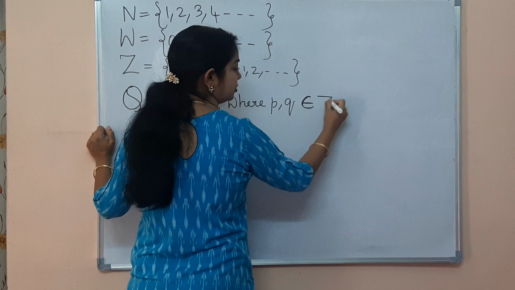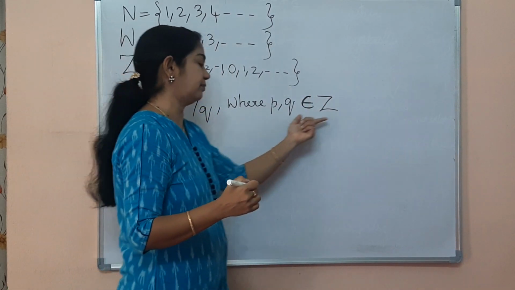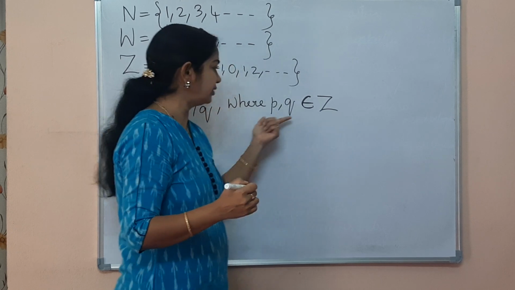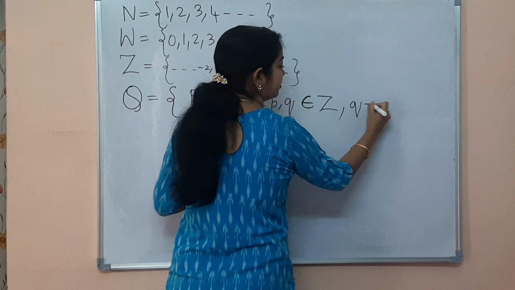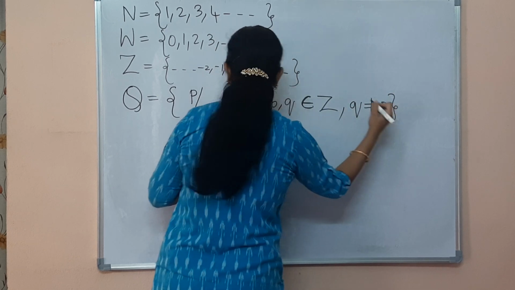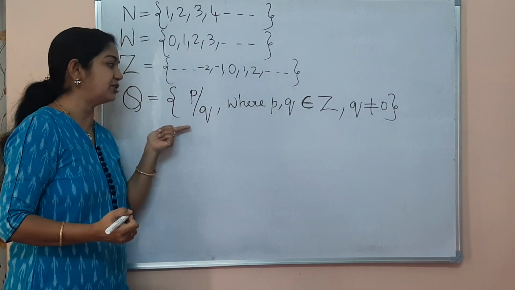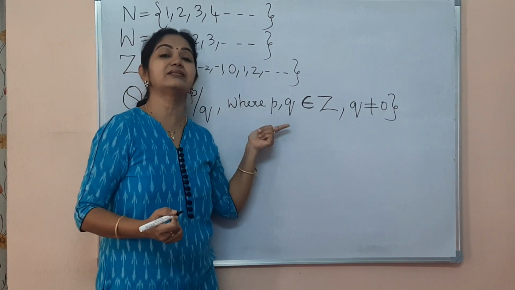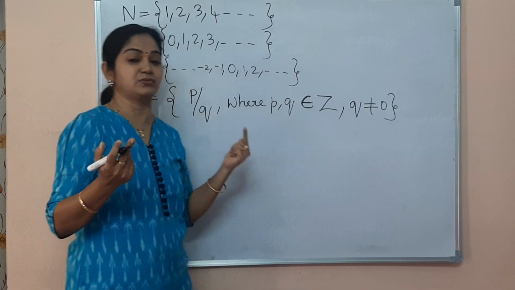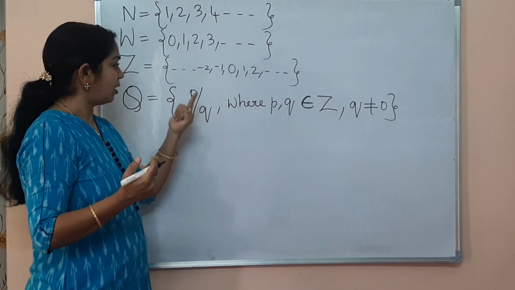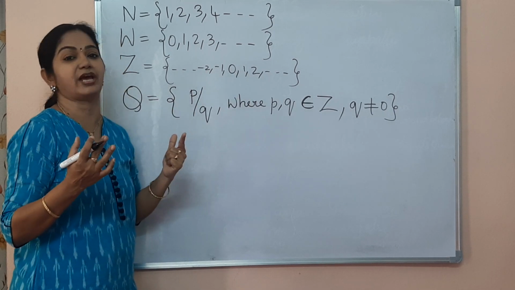Now, we know how to represent belongs to. P, Q belong to the set Z. Earlier we studied that P, Q are integers, and now we can denote it with the mathematical sign Z, whereas Q is not equal to 0. So for rational numbers, I'm giving a condition, but I'm not listing out the rational numbers because there are innumerable rational numbers. We cannot list them out. Also, in between two integers we have a number of rational numbers.